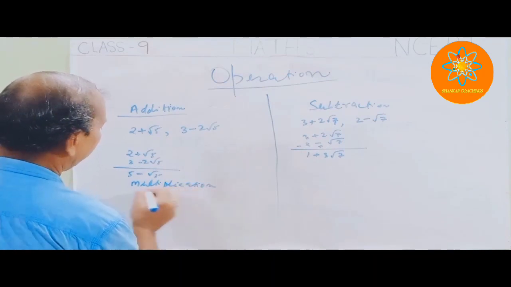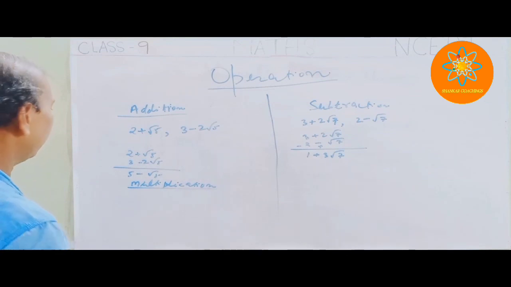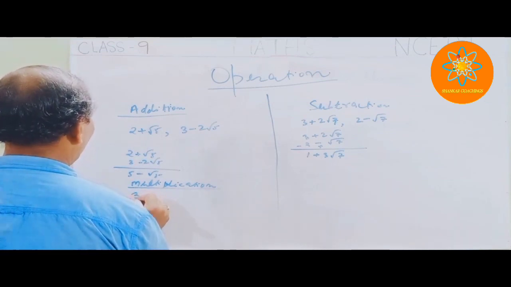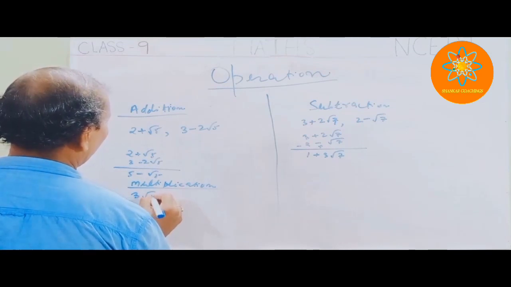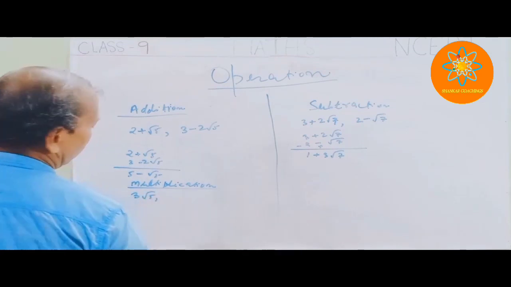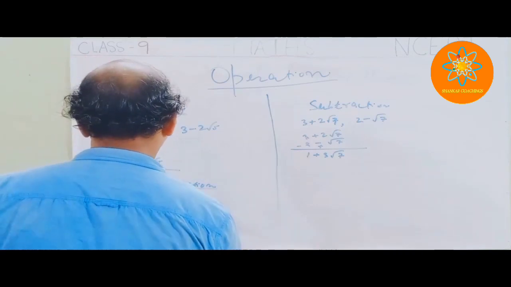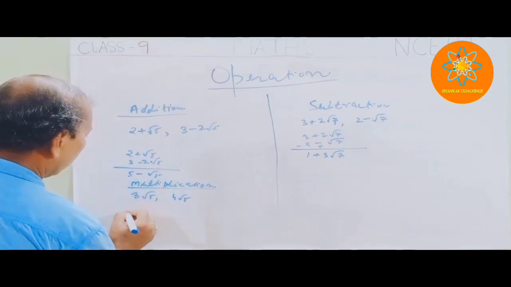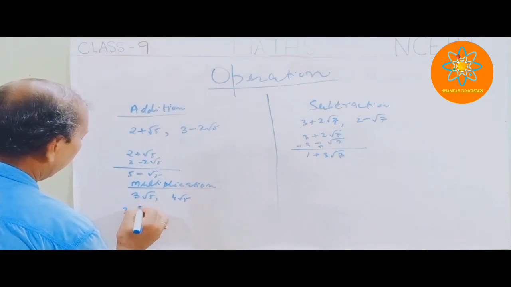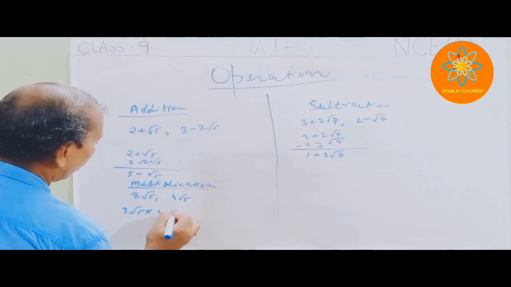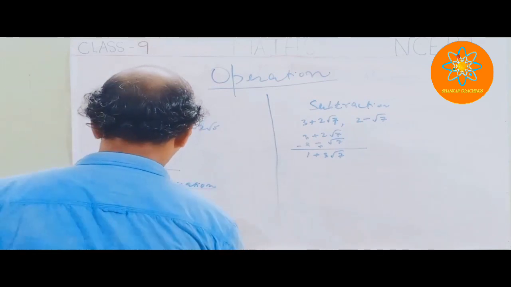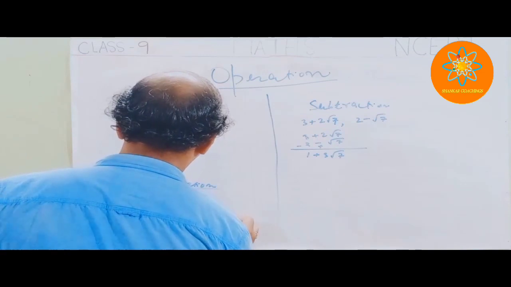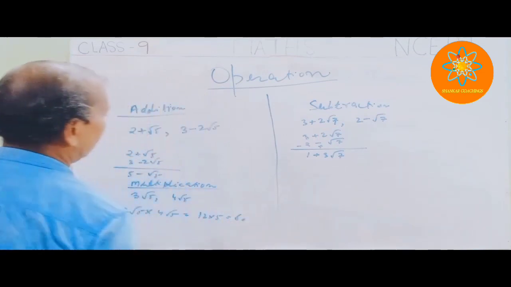So how do I multiply? In the multiplication case, suppose I want to multiply 3 root 5 by 4 root 5. So how much is it equal to? If you multiply 3 root 5 into 4 root 5, you will get 12 into 5, that is equal to 60.